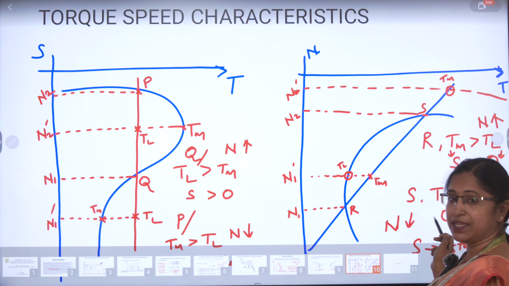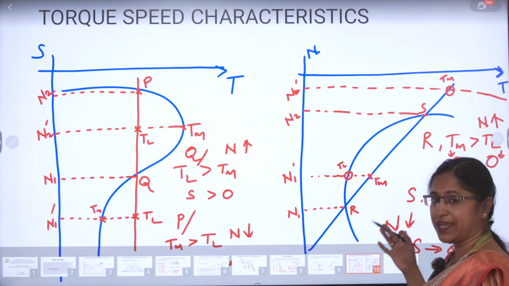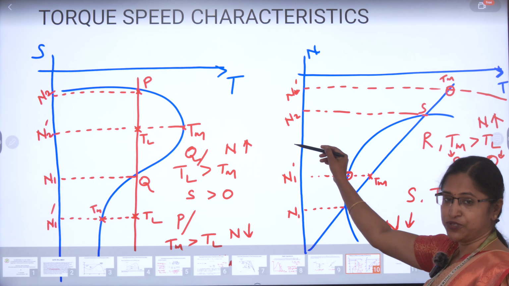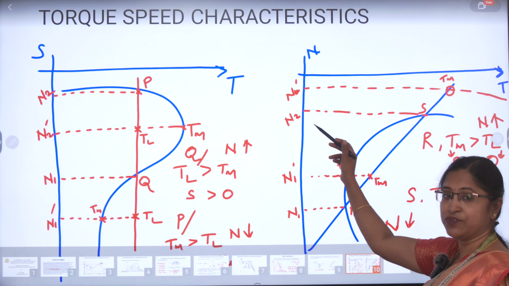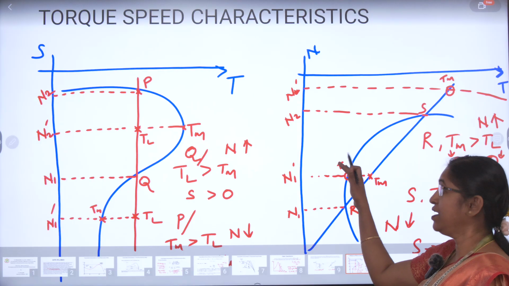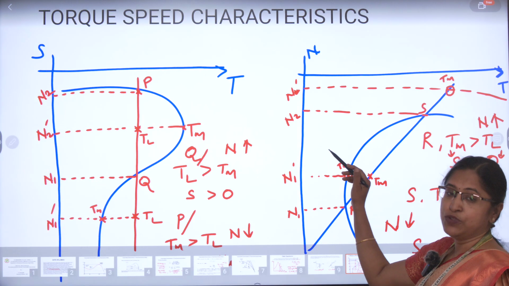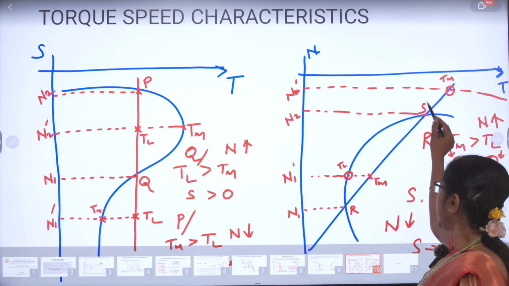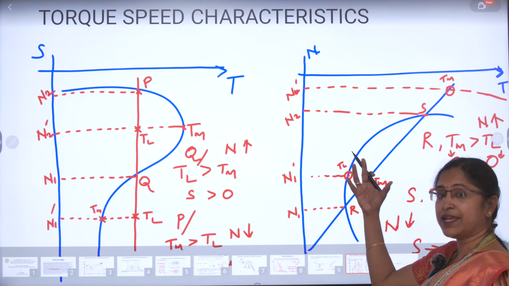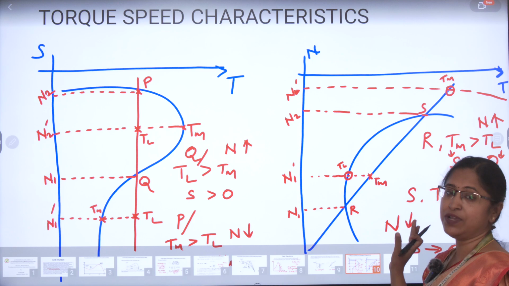Again here TL is an opposing force, with a very great magnitude. So it tries to bring back the speed to its original position, because being an opposing force, more force will be acting on that, since the magnitude is also very high. It tries to bring back the speed to the original speed N2. So here the point S is called a stable point because it tries to pull the speed to its original position. So S is called your stable region.